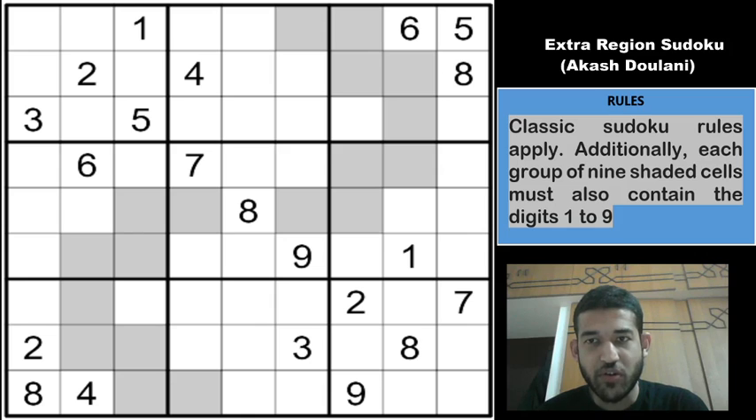So the rules of the Sudoku are, in addition to standard classic rules, wherein each row, each column and each 3x3 box of the 9x9 grid contains digits from 1 to 9 without any repetition. Additionally, you see that there are some grey shaded figures in the grid. So each of these shaded figures will also contain the digits from 1 to 9 without any repetition.